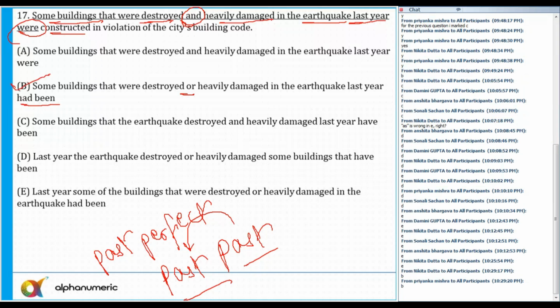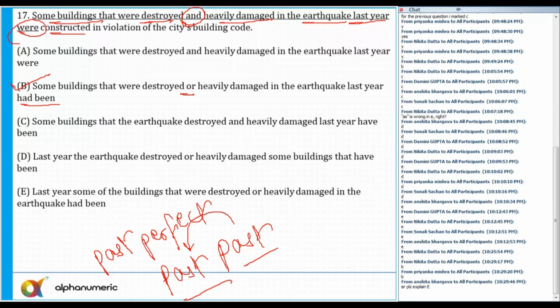Why are we using "had been"? Because the construction happened before the earthquake, and the earthquake was in the past. So there were two events in the past. Past of the past, so I'll have to use past perfect. Had been, absolutely. Answer is B. Okay, answer is B. Option E is not right.